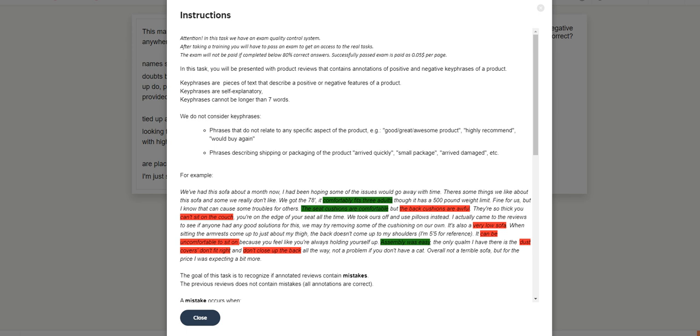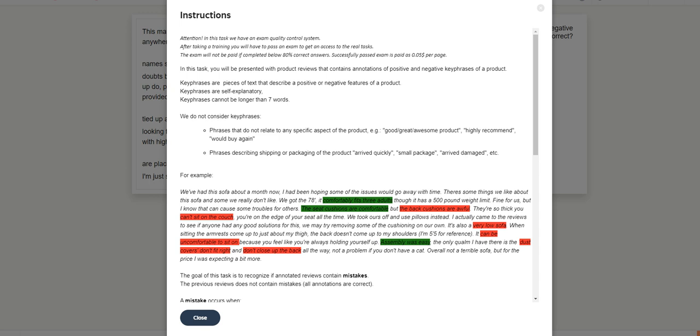So in this task, you will be presented with product reviews that contain annotations of positive and negative key phrases of a product. Key phrases are pieces of text that describe positive or negative features of a product. Key phrases are self-explanatory. We all know that. Key phrases cannot be longer than 7 words.